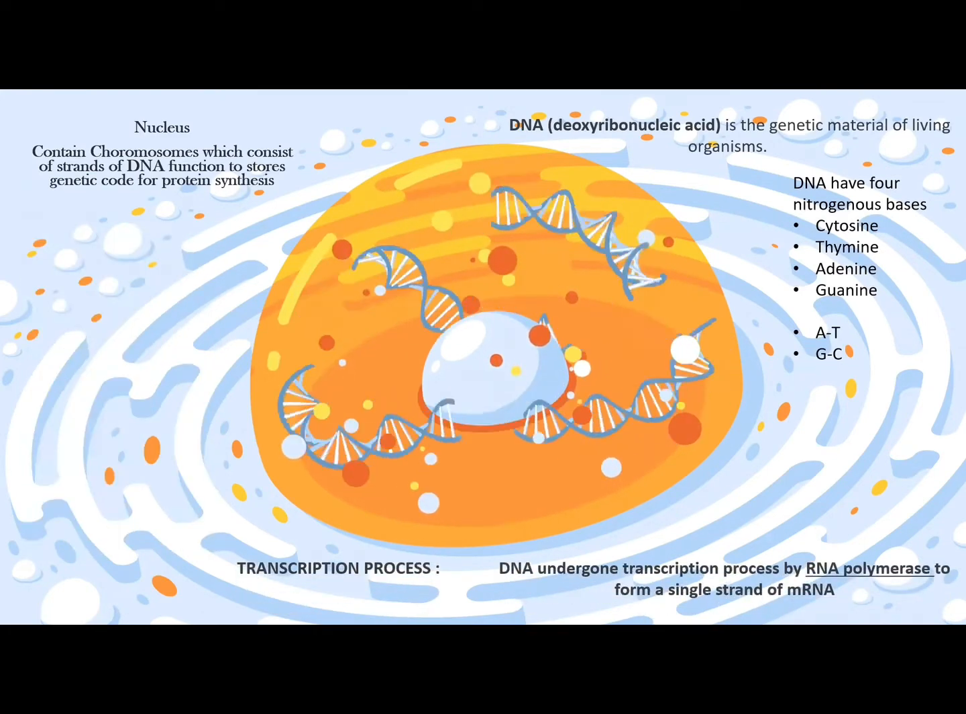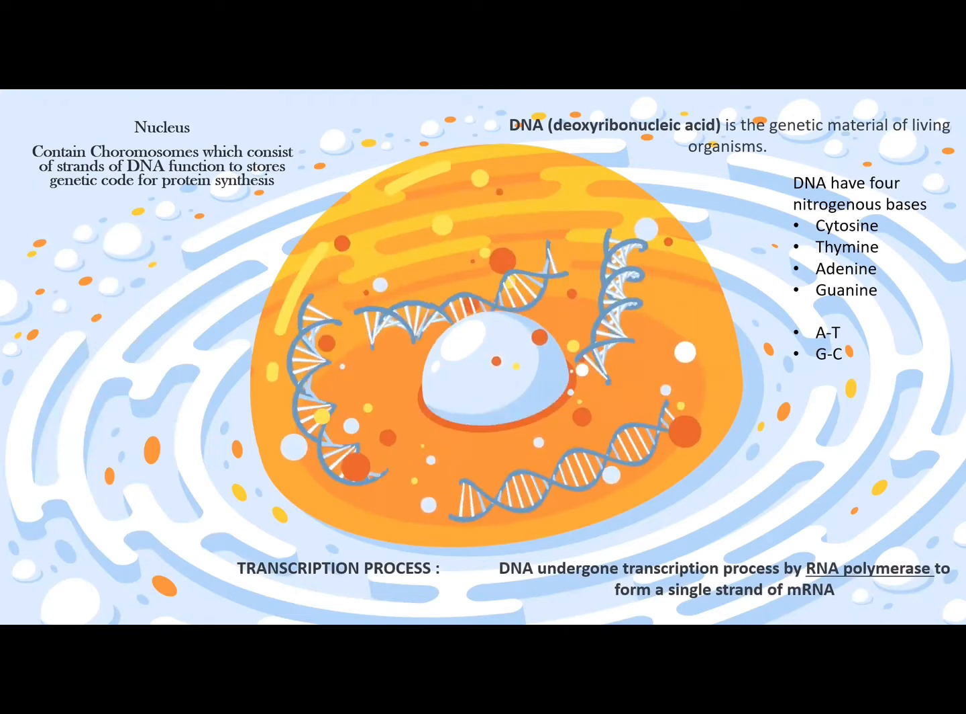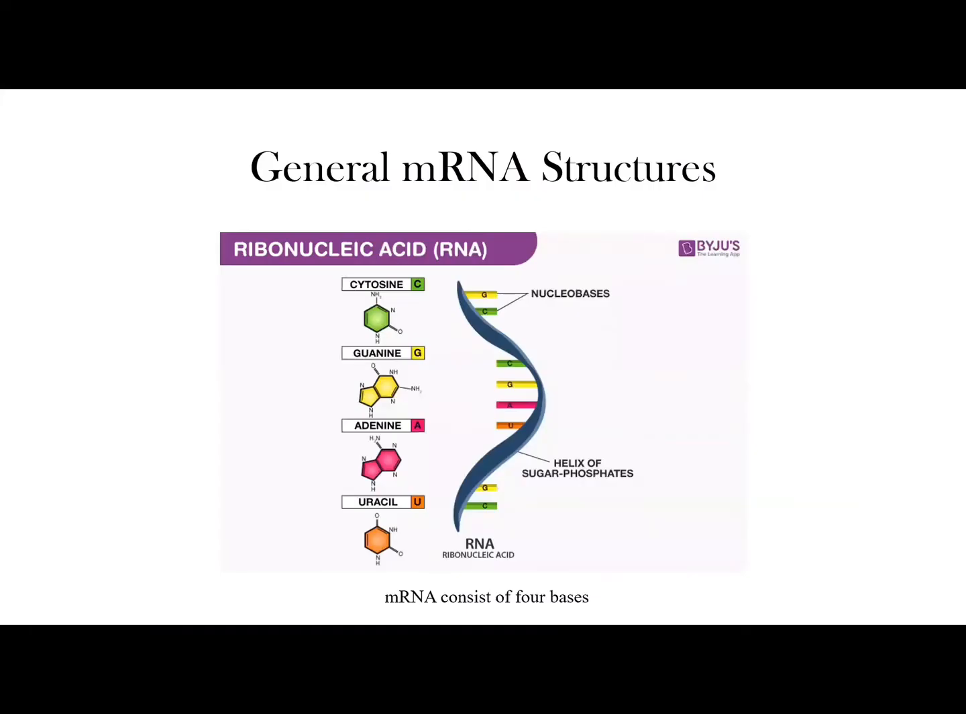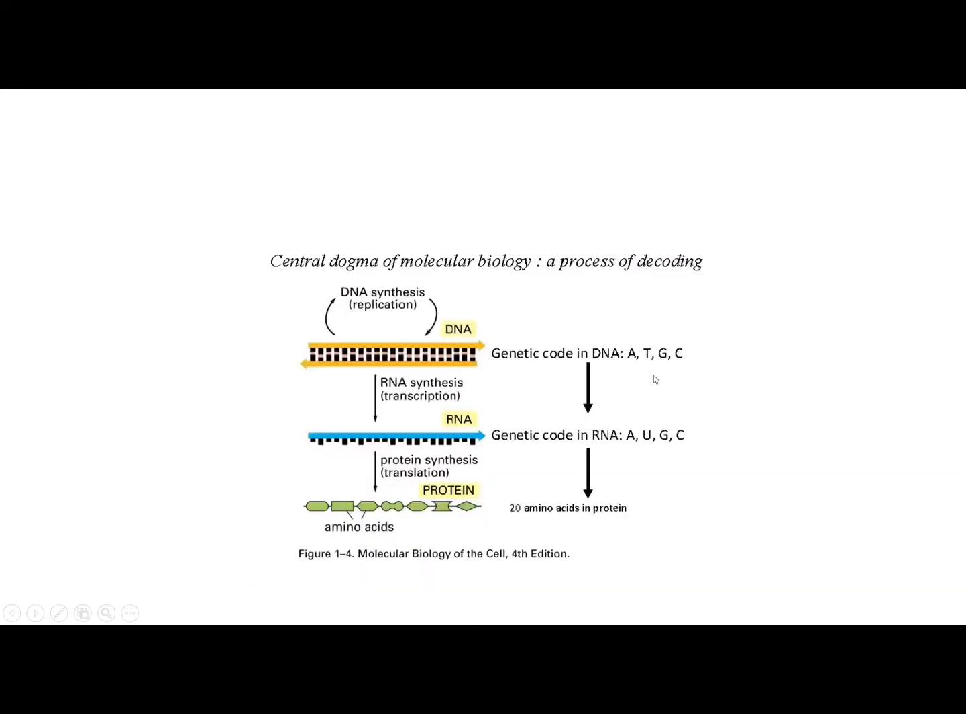In the nucleus, the transcription process happens, where DNA will undergo transcription by RNA polymerase to form a single strand of mRNA. This is the general structure of mRNA. mRNA consists of four nucleotide bases: cytosine C, guanine G, adenine A, and uracil U. In DNA, the nucleotide bases are ATGC, while in mRNA they are AUGC. As you can see, the thymine, T, is replaced by uracil in mRNA.